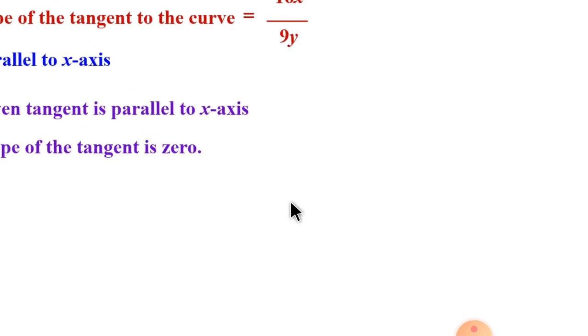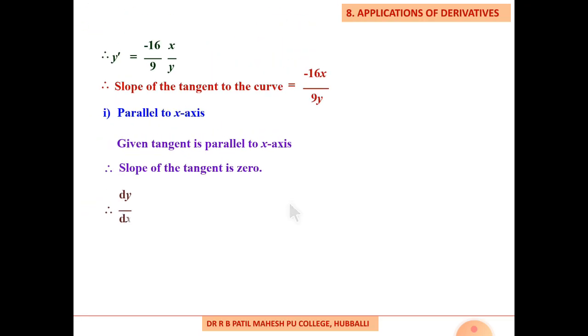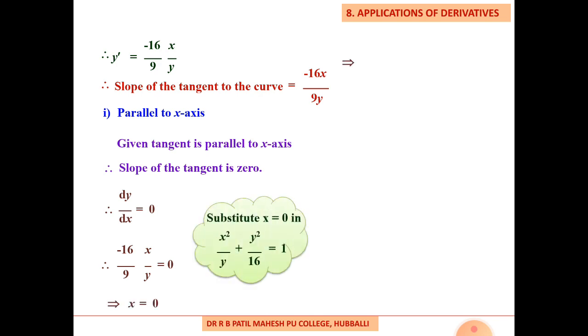Now therefore dy by dx equal to 0. Now therefore minus 16x divided by 9 times y equal to 0. Here we can take x equal to 0. Now x equal to 0, substitute in the given equation, we get the corresponding value of y.